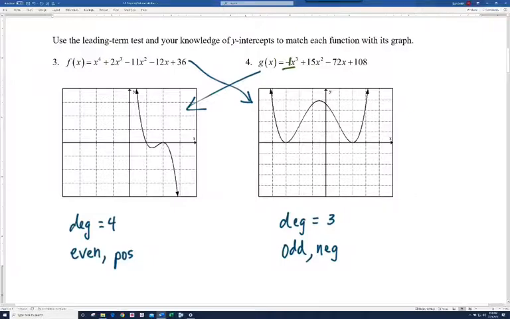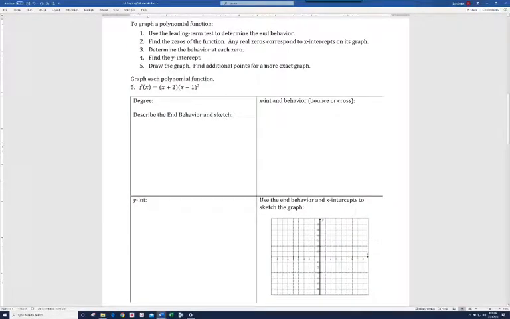All right, so let's go ahead and get started on graphing functions. In this first problem, I'm going to take you through 5 steps, and then after that, we're just going to do the problem completely, but you'll need to use these key steps. All right, so it says use the leading term test to determine the end behavior, find the zeros. Any real zeros correspond to X-intercepts on its graph. Determine the behavior at each zero.